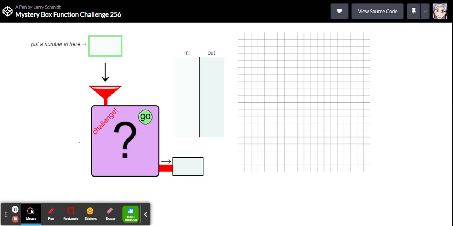Hello everybody and welcome to another Mystery Box Function Challenge. In the purple mystery box there is some math and your challenge is to figure out what it is. Today is a Friday, so this math is going to be extra challenging. You can use the link in the description if you want to try it out yourself, and when you think you've got an idea, come on back and see if we get the same thing.